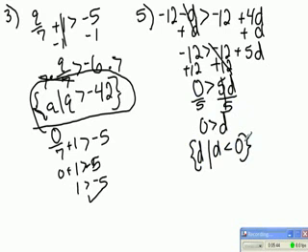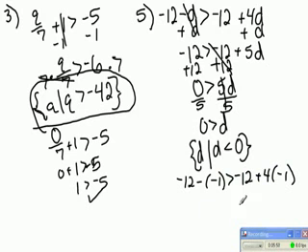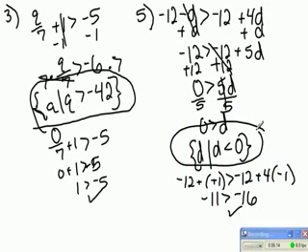I need to pick a number less than 0. Negative 1 would work because it's less than 0. So negative 12 minus negative 1 is greater than negative 12 plus 4 times negative 1. Negative 12 plus 1 is negative 11. And this is just negative 4. So negative 12 plus negative 4 is negative 16. Negative 11 is greater than negative 16, so my answer works. On to number 7.